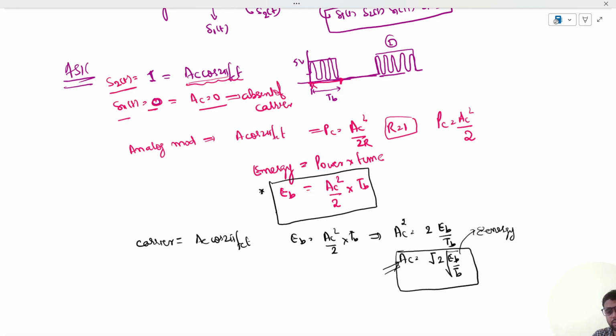Why are we doing this? So that the signal can be easily represented in the constellation diagram. What is a constellation diagram? It is a diagram in which the axis represents the energy of the signal.